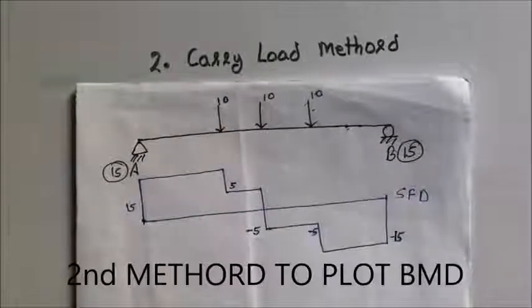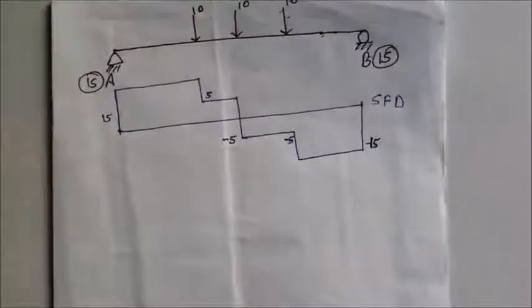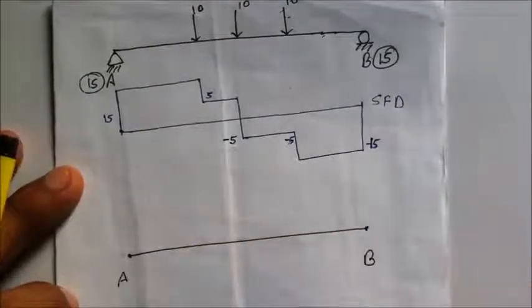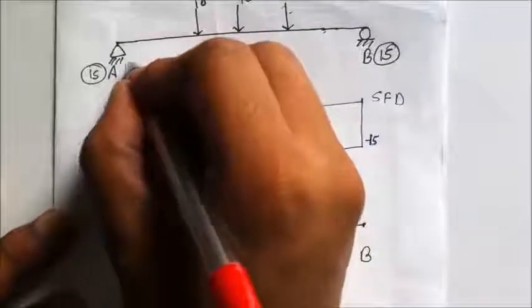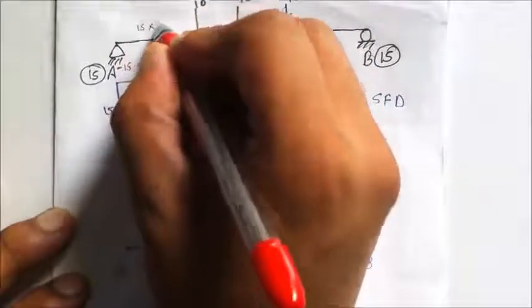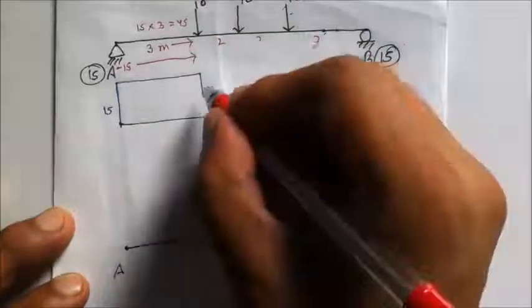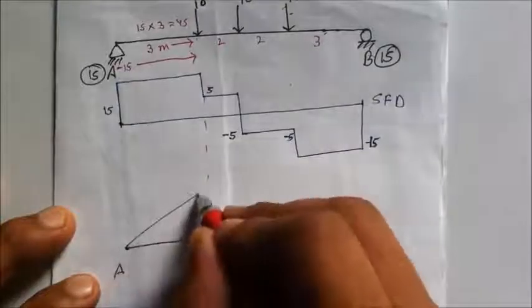Now let us see the second method to draw the bending moment diagram. I name it the carry load method because I am carrying the load from one point to another point. Now I am having a reference line for the bending moment diagram as AB. On this reference line, the first load is Ra, that is 15 kilonewton. So I will be carrying this 15 kilonewton to a distance of 3 meters. That will make it 15 cross 3, that is 45. So the first bending moment will appear at the first loading position, that will be 45.